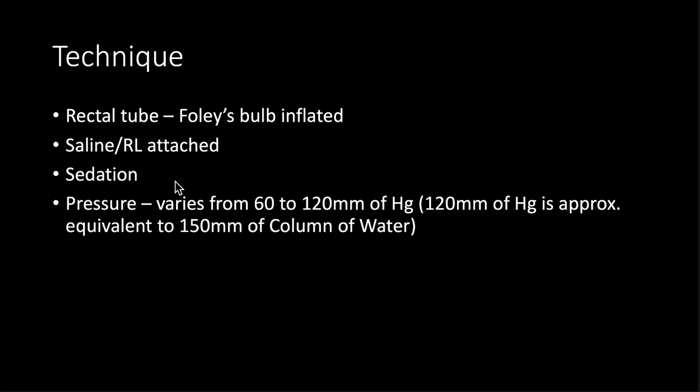So sedation, as I already told you regarding it, and the pressure should vary from 60 to 120 mm of mercury, and 120 mm of Hg is approximately equivalent to 150 cm of column of water. So by this equation, you can calculate that at 100 centimeters, what should be the height? Sorry, it should be 150 centimeters. So we can calculate accordingly.